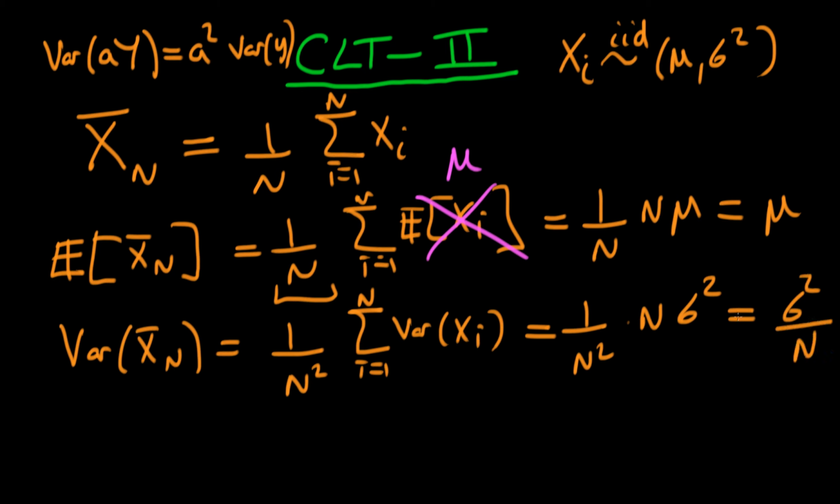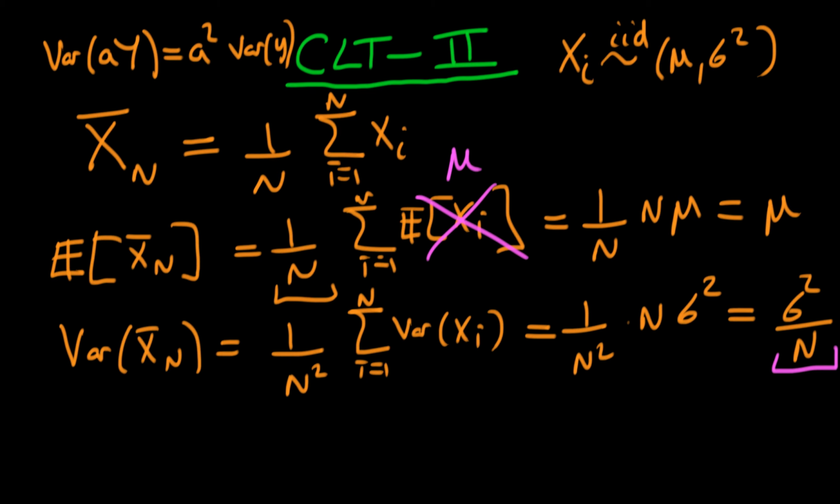When you write it like this, it becomes quite apparent why the sample mean is a consistent estimator of the population mean as well, because you can see that as n tends to infinity, this variance is going to tend to zero, and we're still going to be centered around the population mean. So that's all okay.